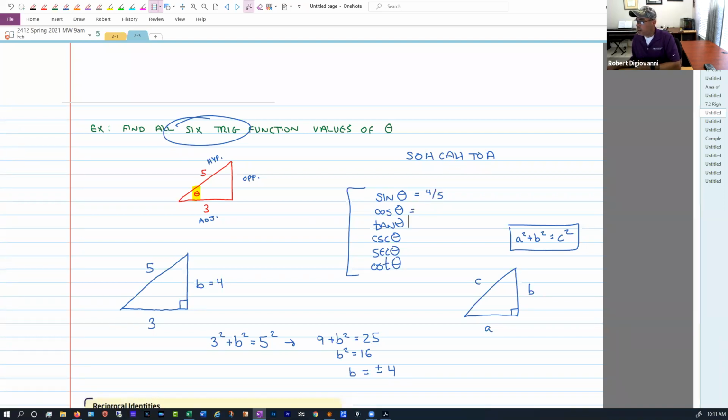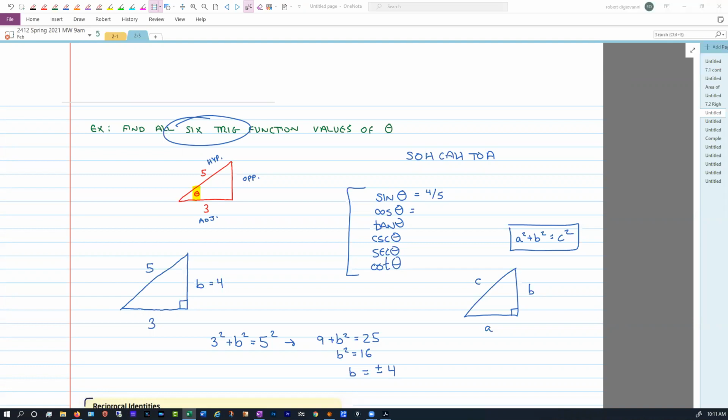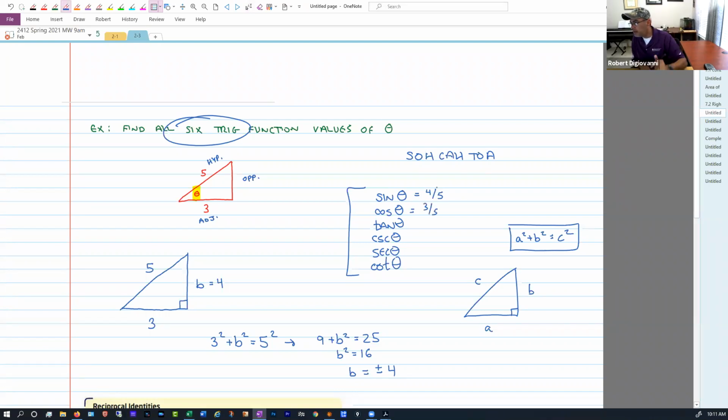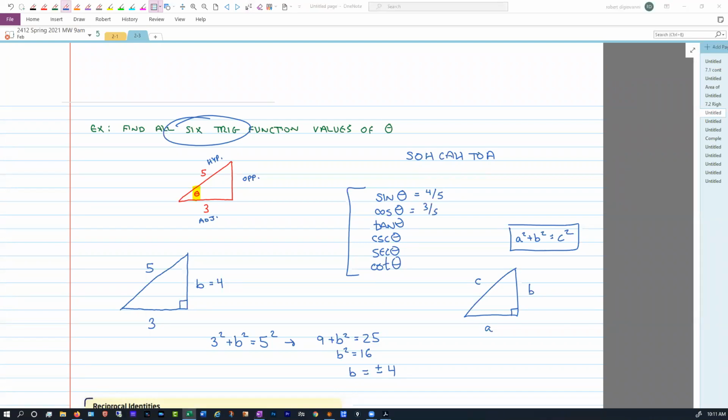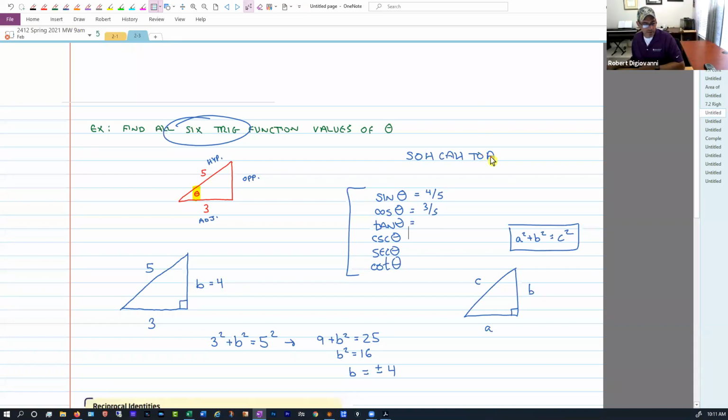Cosine is adjacent over hypotenuse, so Jordan, are you there? I'm here. I was going to ask you for cosine. 3/5, so that's the adjacent. Okay. Jackson, what's tangent? It's going to be 4/3. So that's opposite over adjacent, so we're doing this 4/3. Good. Okay, good. Yamna?